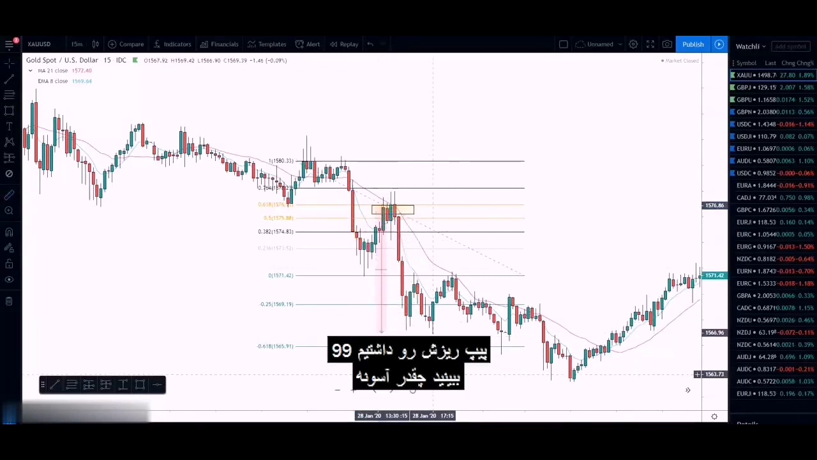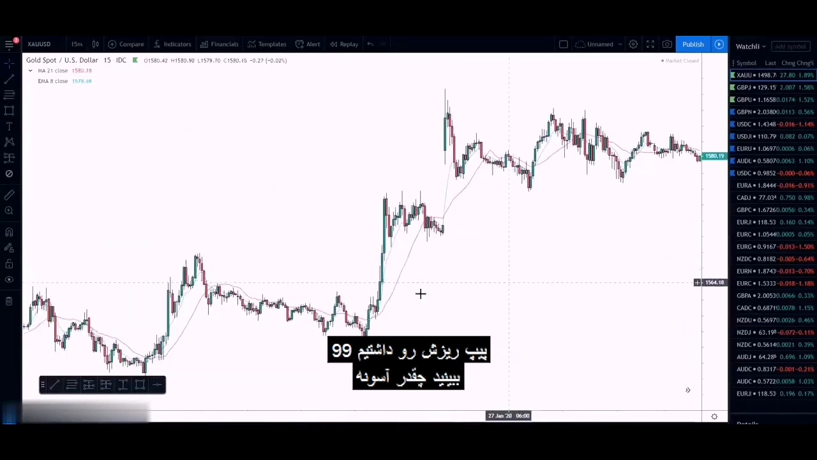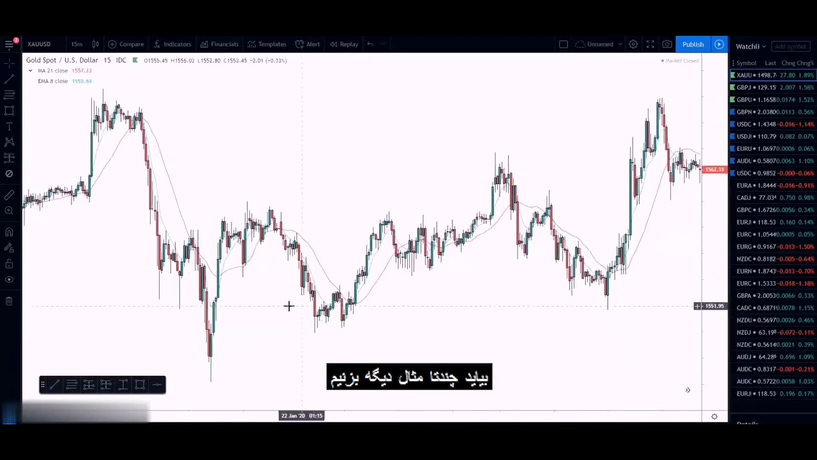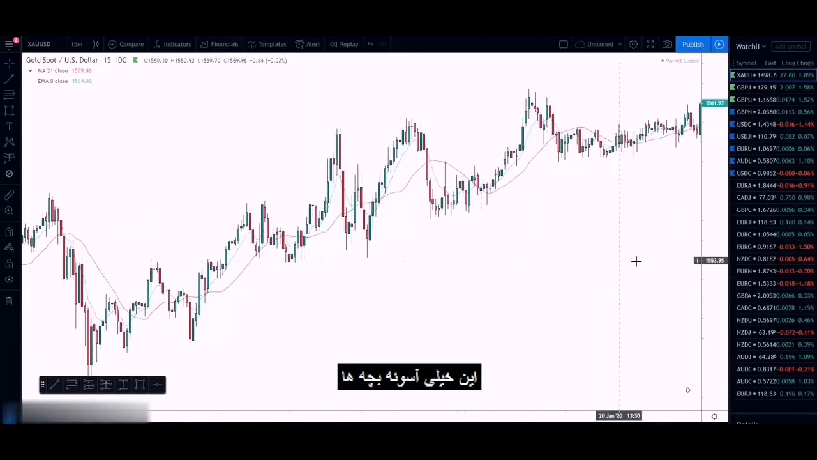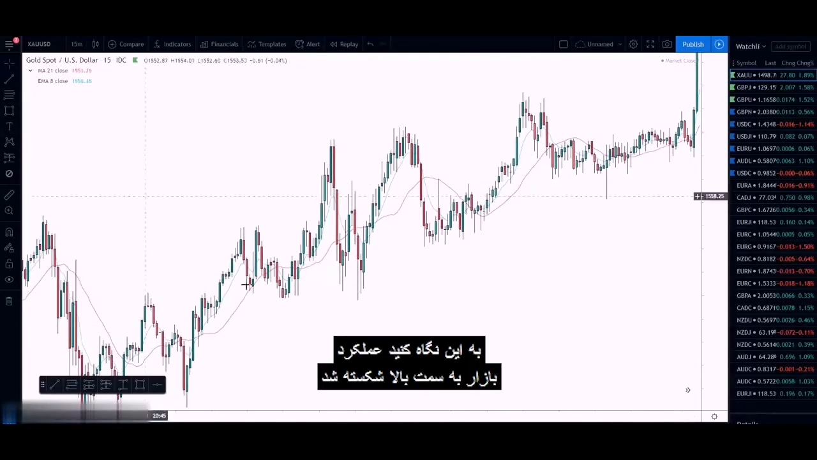99 pip drop. That easy. Literally that easy. Let's go look at some more examples. But guys, it's really that easy. It really is. Look at this.